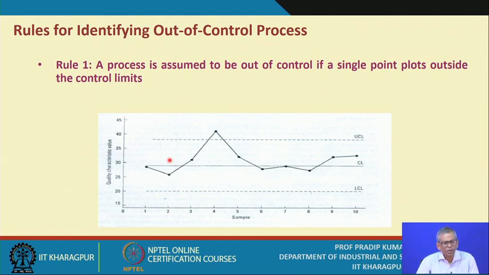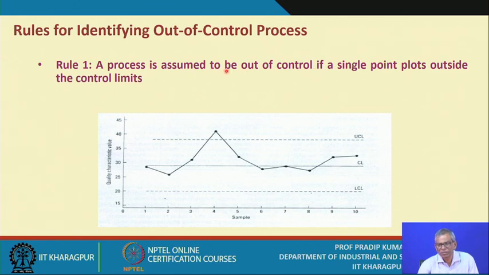Now, the researchers have proposed certain rules for identifying an out of control process. There are 5 specific rules. So let me explain all these rules one by one. Rule 1 is very simple. A process is assumed to be out of control. Please note this point, that it is assumed to be out of control. Actually, it may not be out of control.